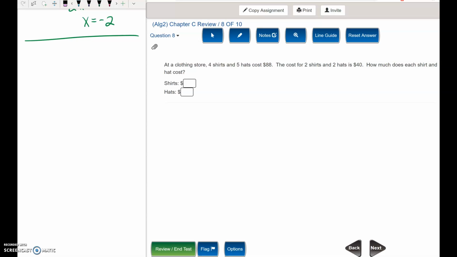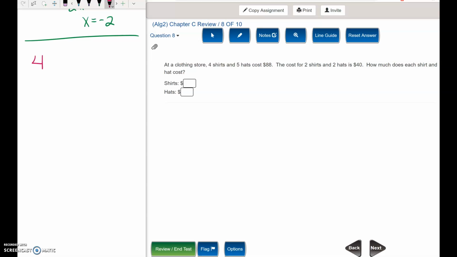4 shirts and 5 hats cost $88. This system's word problem is kind of unique because the first sentence is the first equation. The second sentence is the second equation. X stands for how much the shirts cost, and Y is how much the hats cost.